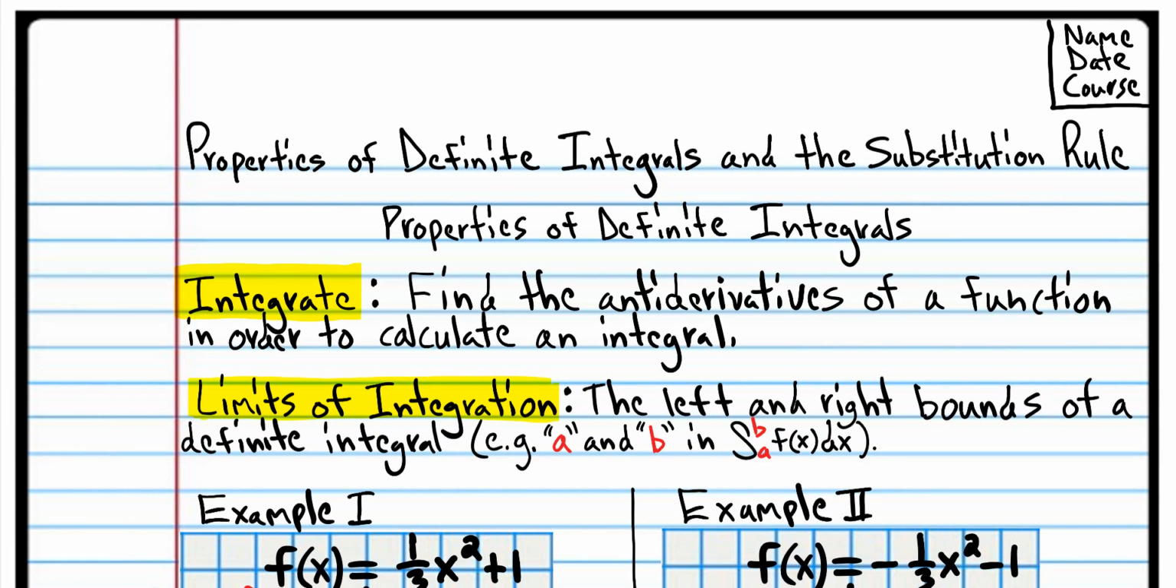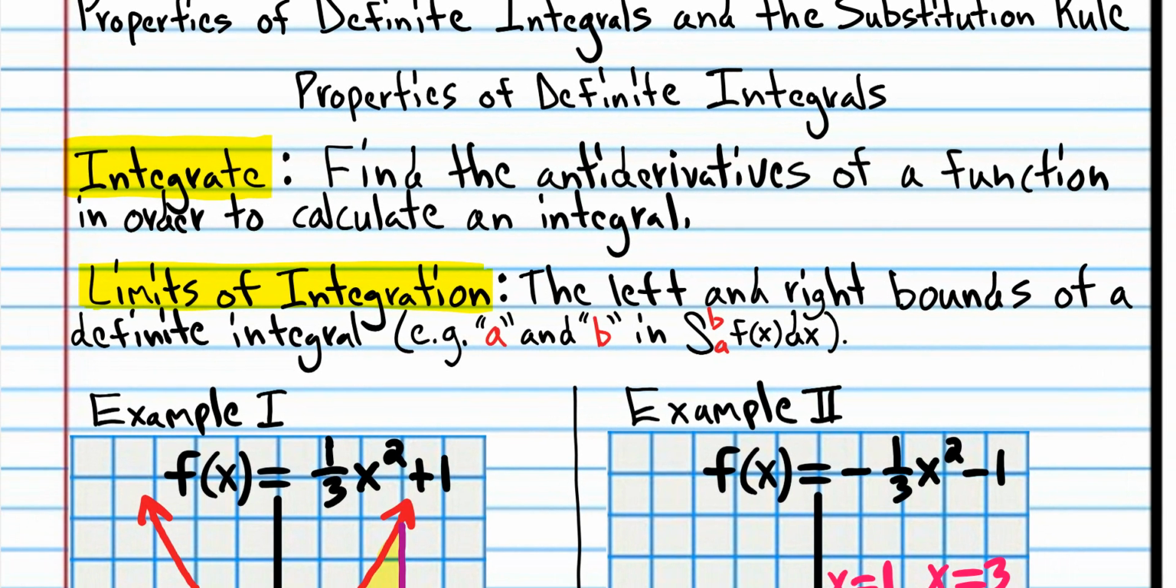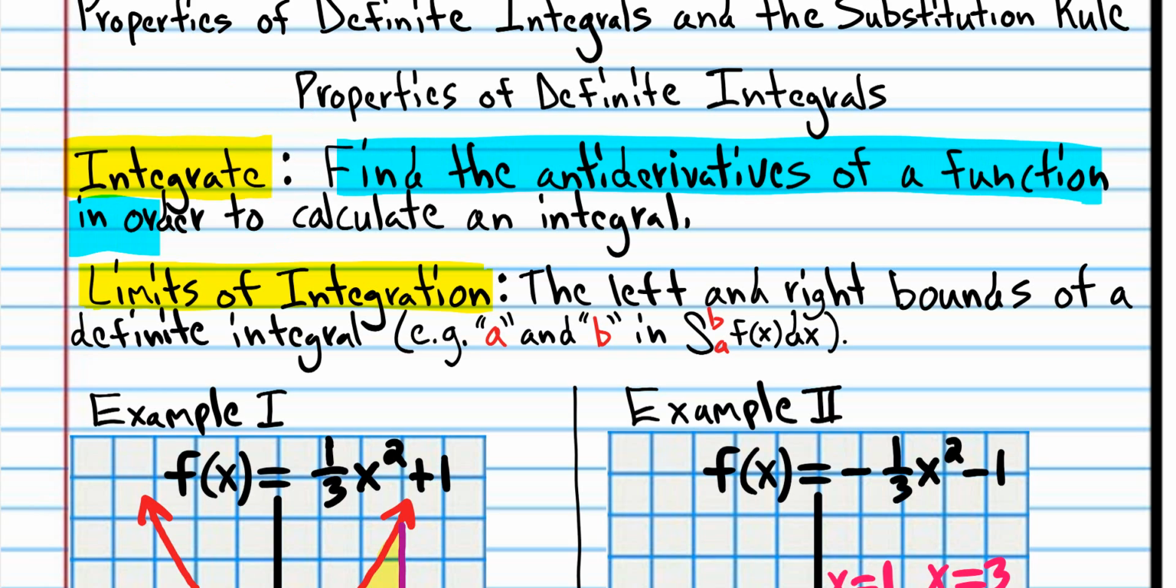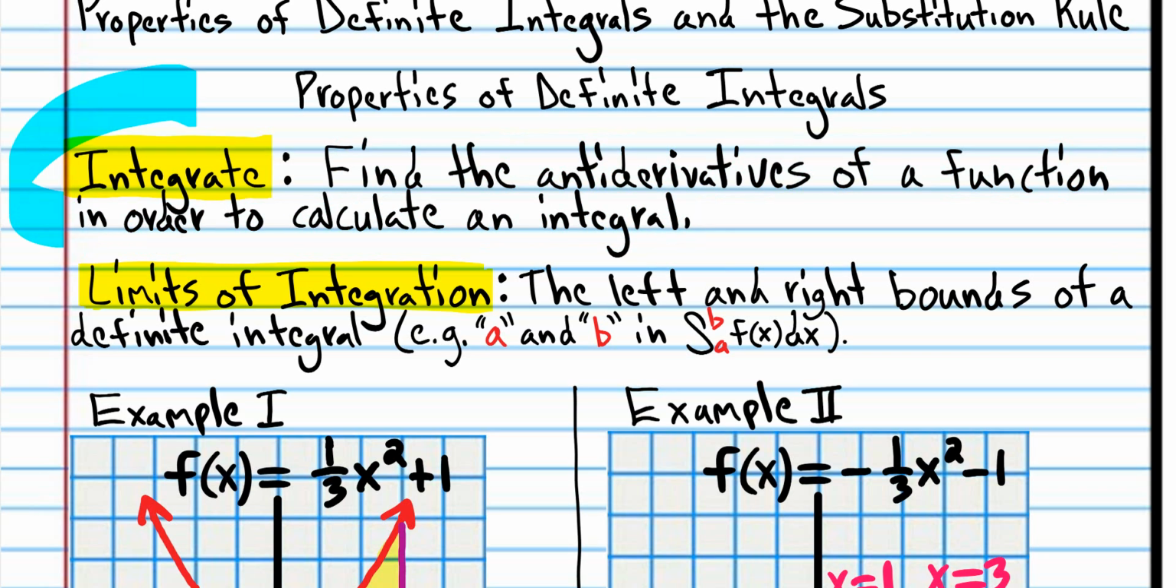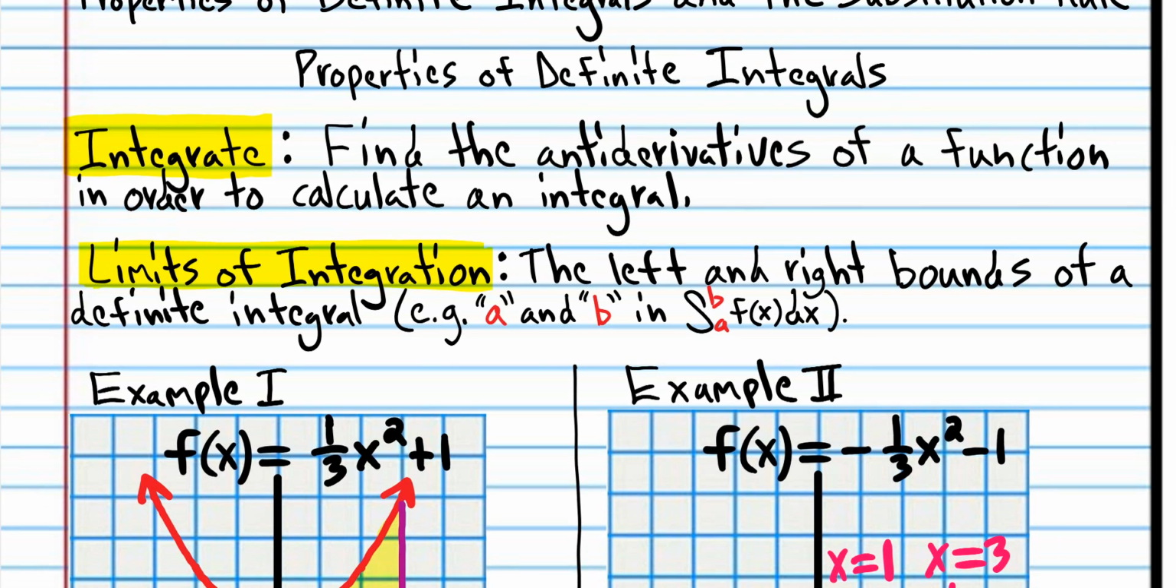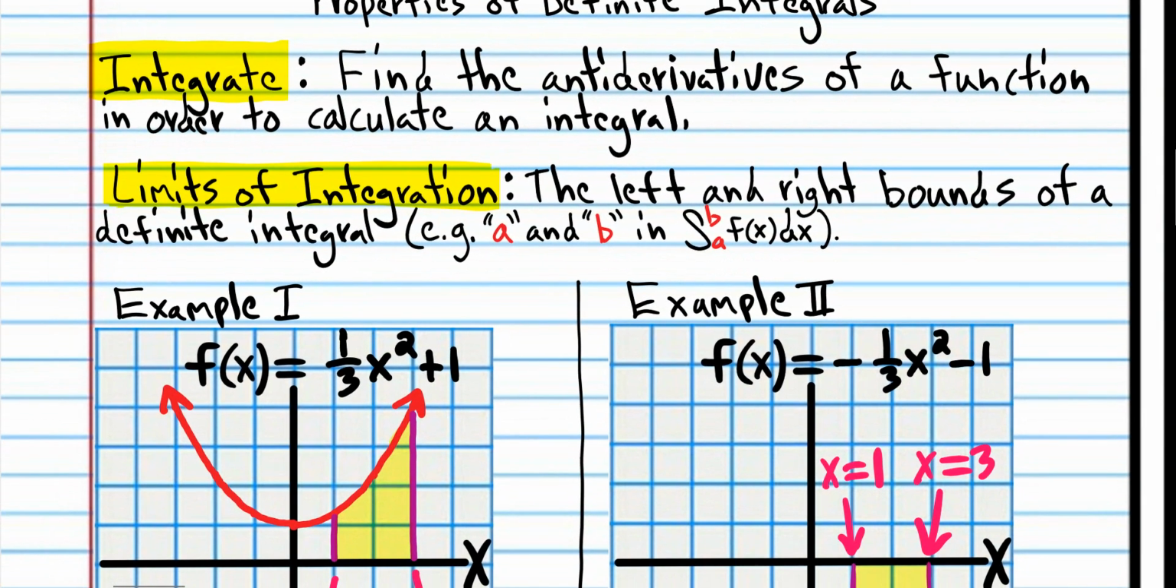First, we're going to learn some vocabulary. To integrate means to find antiderivatives of a function in order to calculate an integral. So we've been doing that, we just haven't been calling it integration, or we haven't used that verb. So from now on in this course, we're going to be using that verb quite a bit. And the left and right bounds of integration are called the limits. So if we have this definite integral, for example, a and b would be the limits of integration.